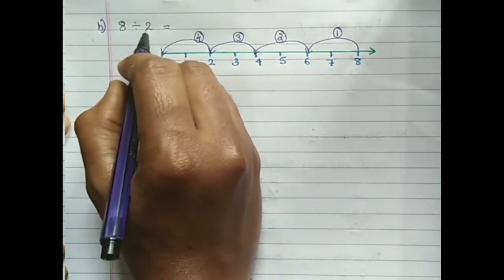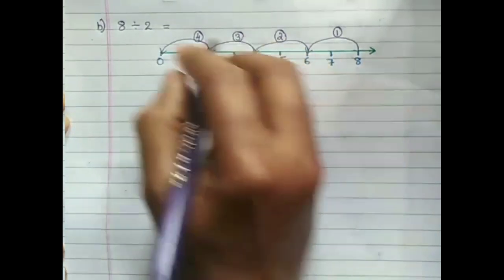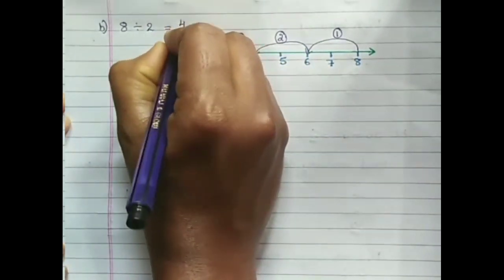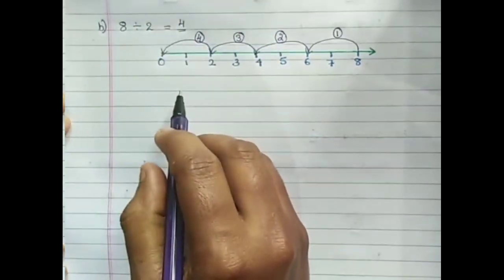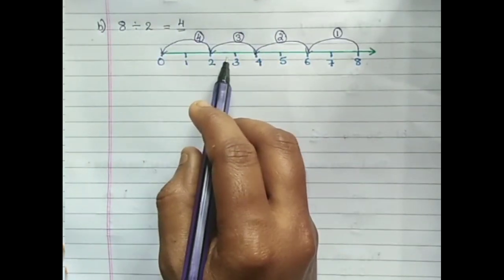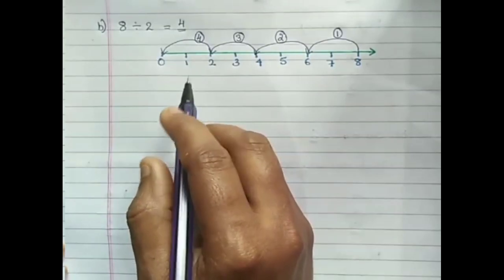So 8 divided by 2, the answer is 4. We can write 4. So this is a method of dividing on the number line.